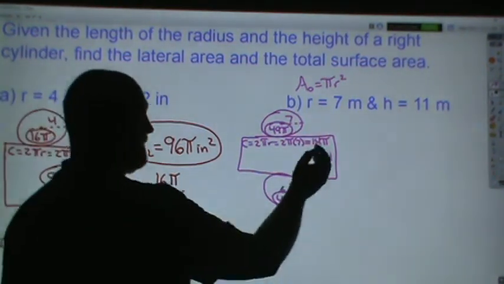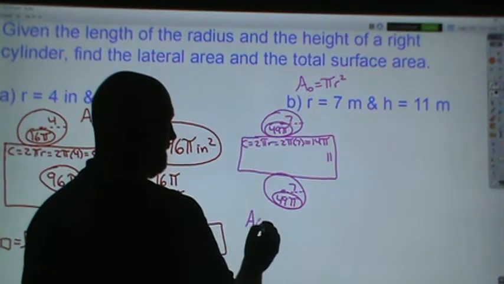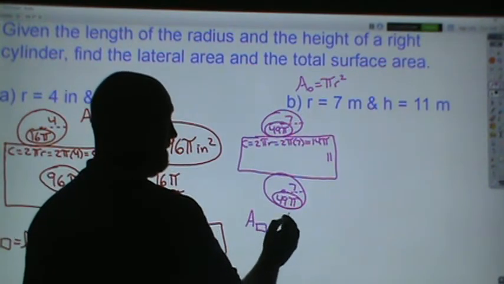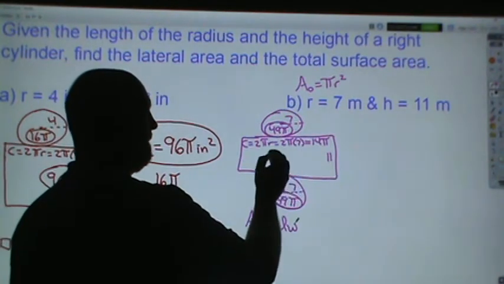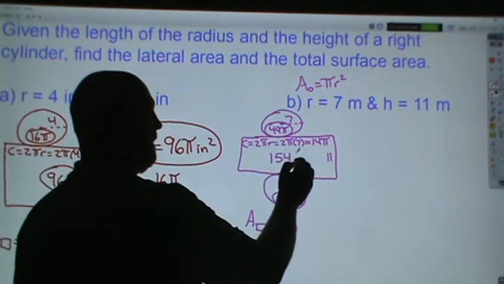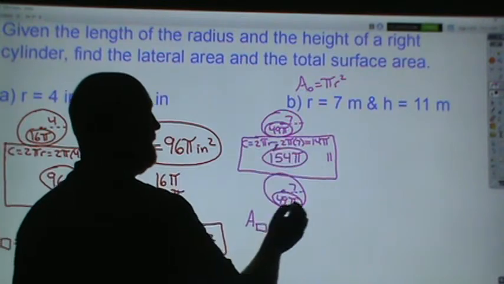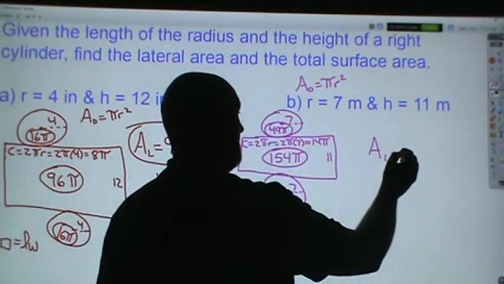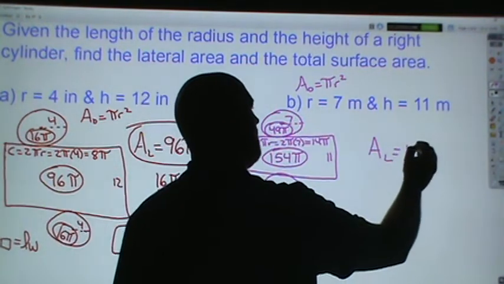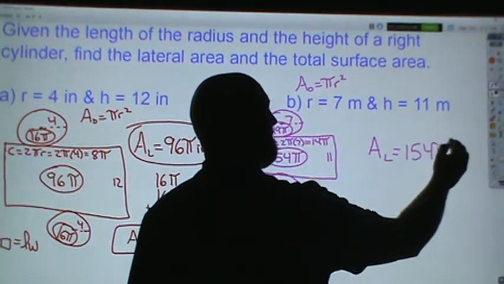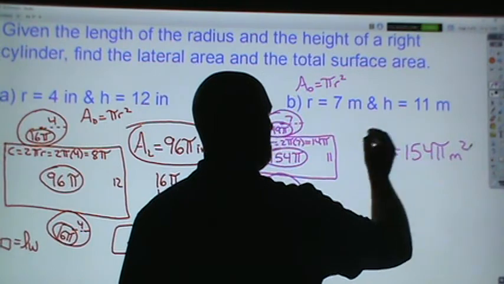For the area of a rectangle, area of the rectangle is equal to length times width, or base times height. So when I do 11 times 14 pi, I get 154 pi. That lateral area is easy, it's done. It's the area of this rectangle right here. So we have 154 pi meters squared.